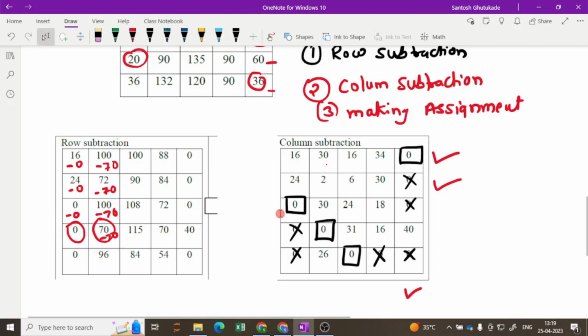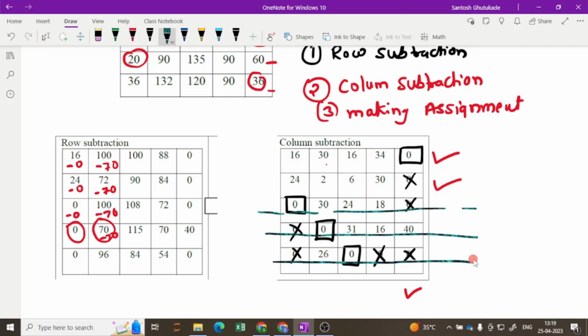So we will stop here and draw the lines through unmarked rows and marked columns. Unmarked row means the row is not marked. Here check third row, fourth row and fifth row. These rows are not marked. So we will draw the lines through unmarked rows and marked columns. Only one column is marked, so this column has a line. Now the next step is, from the remaining values. Here you can see the remaining values: 16, 30, 16, 30, 34, 24, 2, 6 and 30.